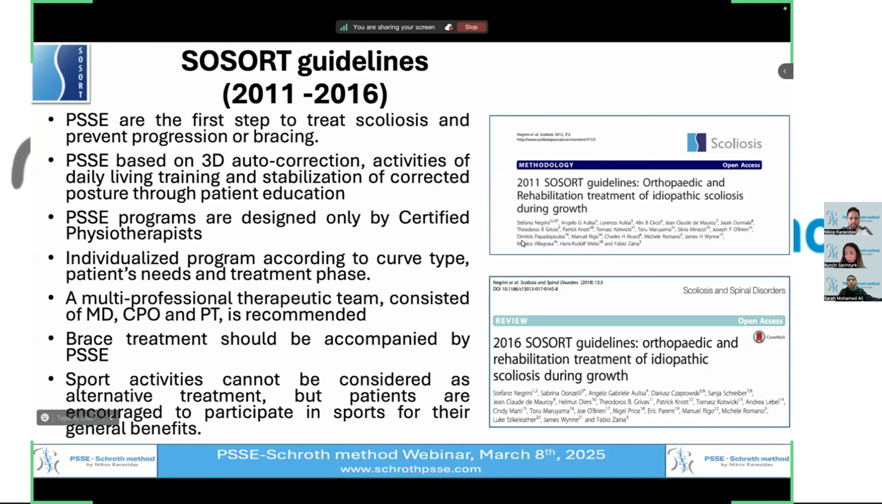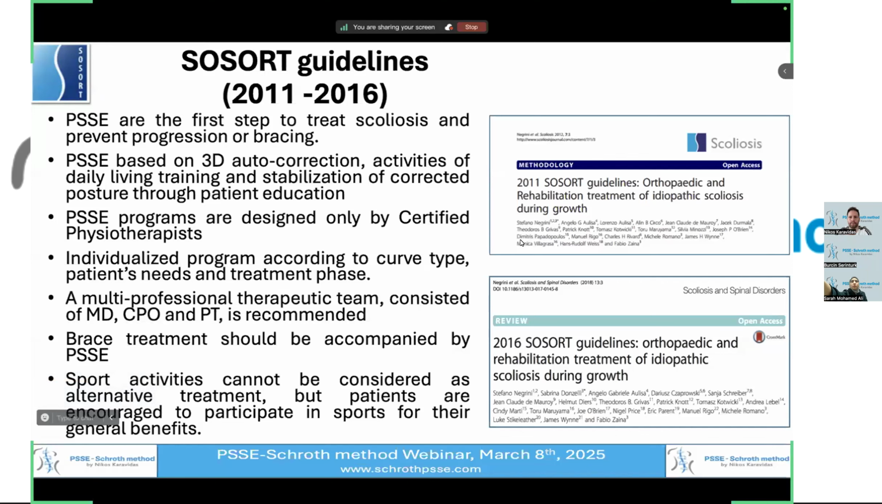PSSE should be designed only by certified physiotherapists. Individualized program according to curve type and patient's needs and treatment phase. In this team there should also always be a medical doctor, a physiotherapist, and an orthesist. So for working with patients with scoliosis, we need a multidisciplinary team.